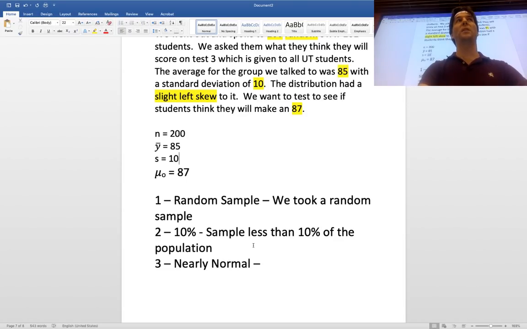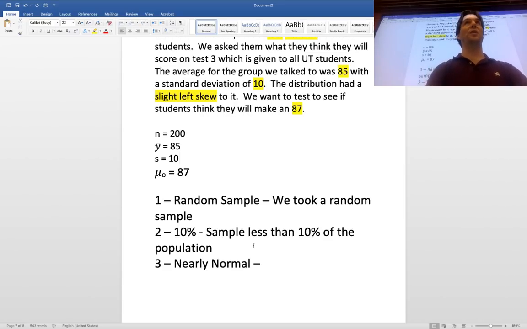What's the first thing we need to tell someone? The shape of it, right? The distribution is slightly skewed. This means we need a sample size of at least 25. Our sample size is 200. Does that make sense? Did everyone hear that right there?